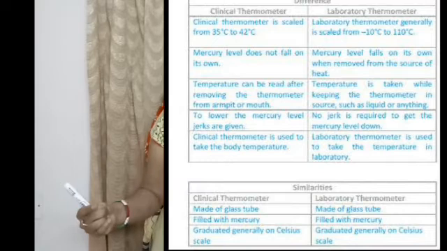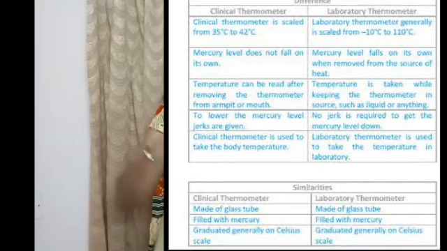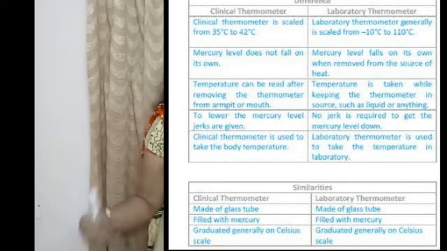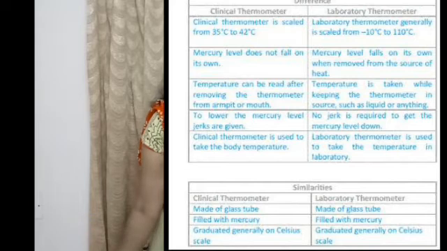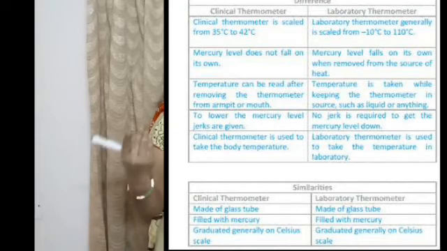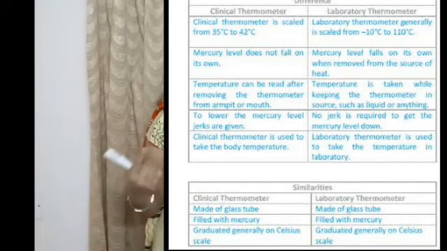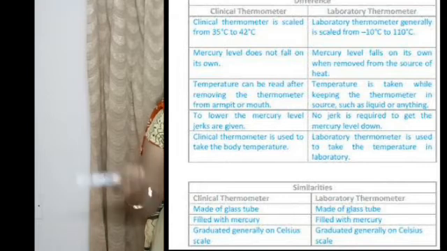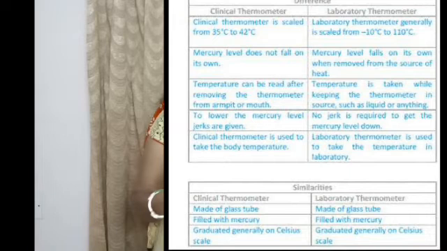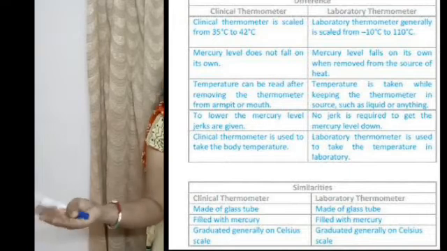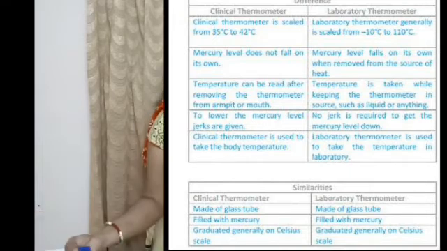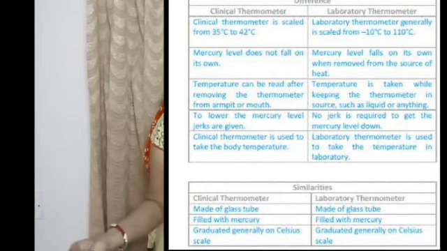So the clinical thermometer is small, the laboratory thermometer is big. The clinical thermometer is used to measure the body temperature. The laboratory thermometer is used to conduct the experiments in the laboratory. And the last one, the clinical thermometer contains a kink and there is no kink in the laboratory thermometer. These are the differences. Similarities: both are made of glass, both contain mercury, both measure temperature. Differences: the clinical thermometer is used to measure body temperature. The laboratory thermometer is used to take readings for experiments in the laboratory.